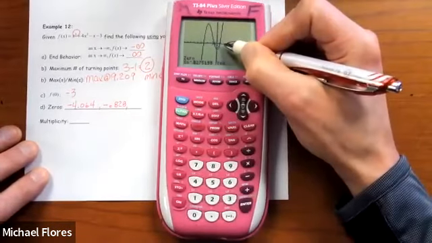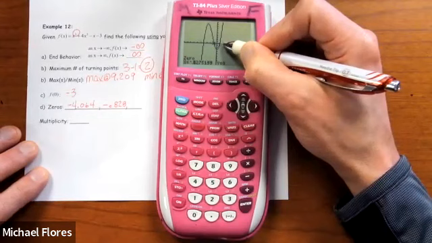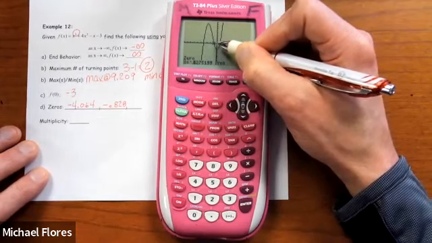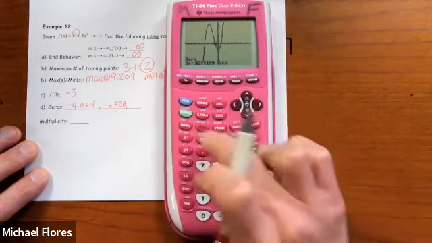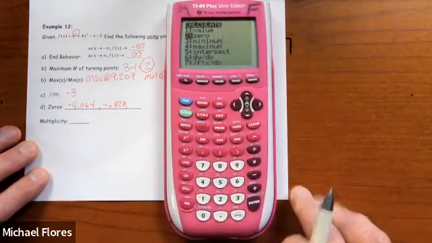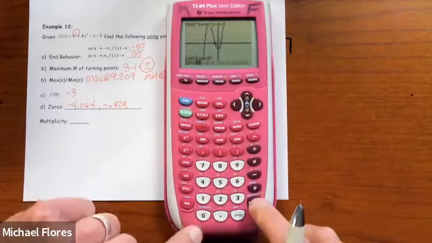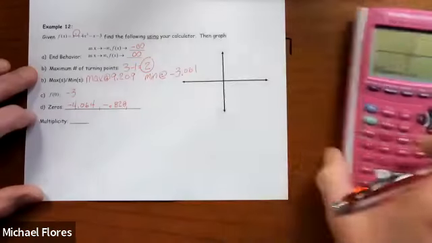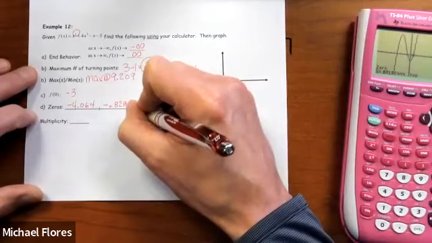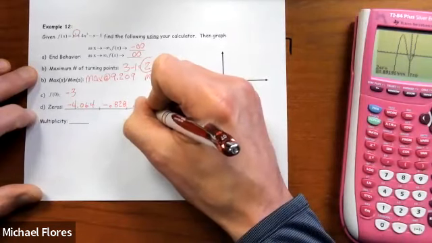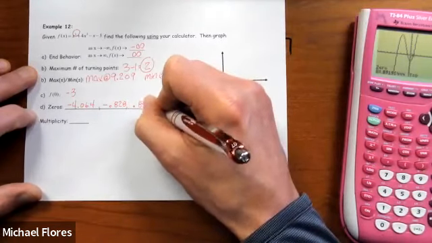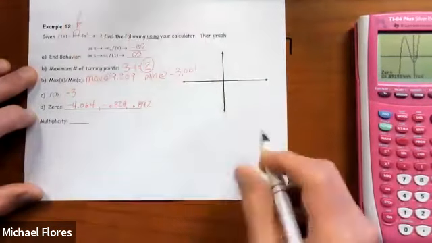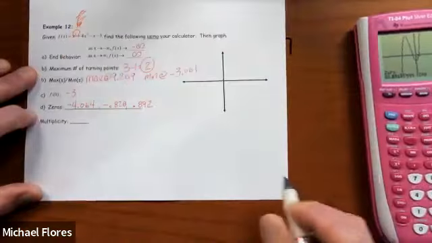And then our last x-intercept looks like it's going through 1. So think about a number line. What comes before and after 1? 0 and 2. Second trace, option 0, 0, enter, 2, enter, enter. We have another x-intercept at 0.892.